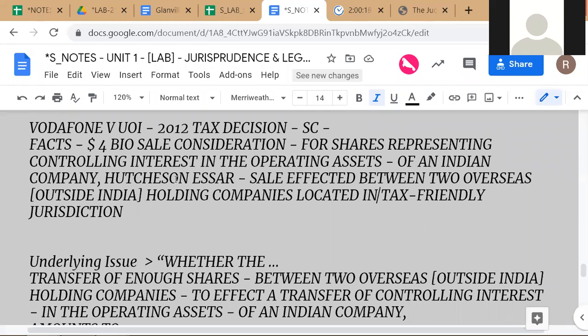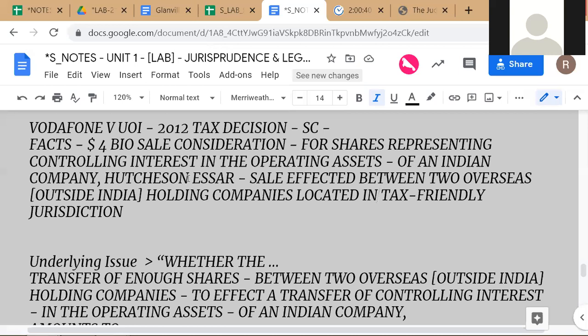So initially, when Hutchison SR had set up this business in India, even then they had structured it in this way that they did not directly own the shares of the Indian company. They owned shares in the overseas holding company, and the holding companies held the shares of the Indian companies. All right. So this was the structure of the transaction.